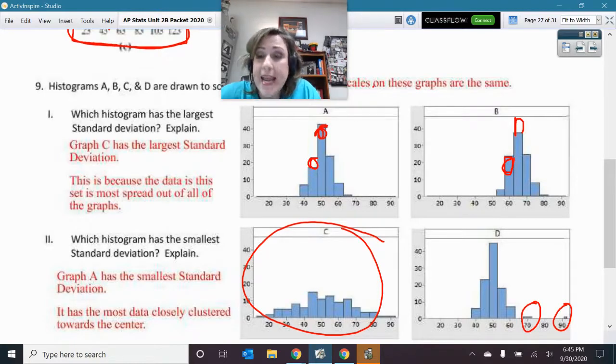Now, which one of those has more in the center, more closely clustered to the center? Well, the one with the highest in the middle and less farther away. So that's A. A has the highest in the middle and then less in the bar next to it. This one had less in the middle and more next to it. So graph A has the smallest because it has the data most closely clustered to the center.